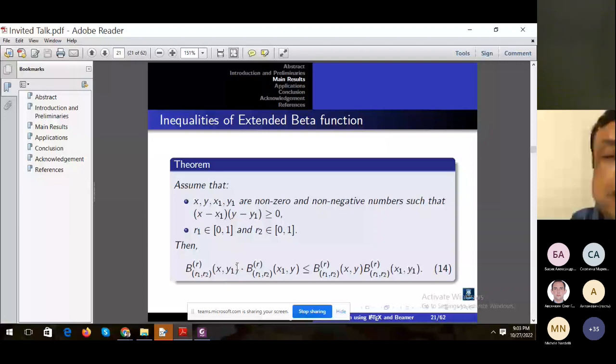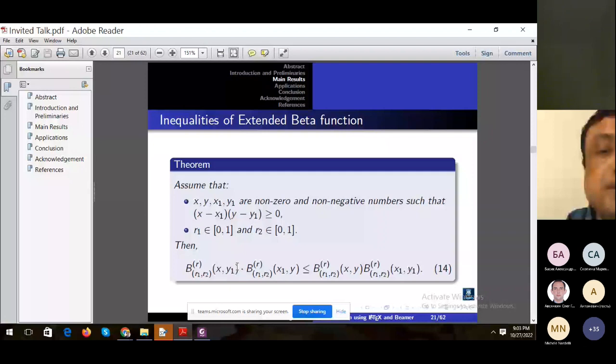Extended beta function of (x, y+1), extended beta function of (x+1, y) is less than or equal to extended beta function of (x, y) times extended beta function of (x+1, y+1). So this is a very important and beautiful result to understand the behavior of the extended beta function in inequality form.